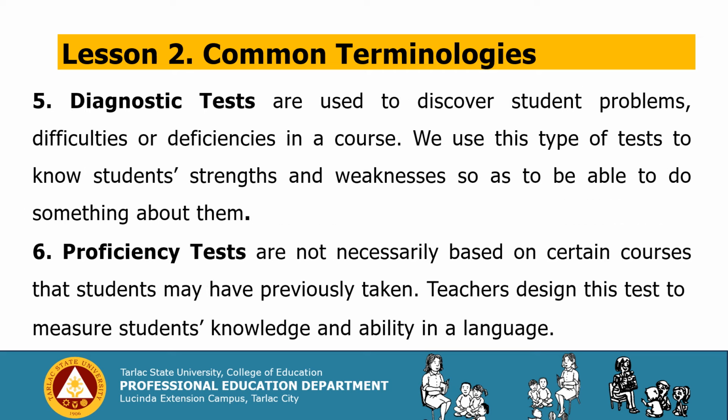Number five is diagnostic tests. Diagnostic tests are used to discover students' problems, difficulties, or deficiencies in a course. We use this type of test to know students' strengths and weaknesses so as to be able to do something about them. Number six is proficiency tests.